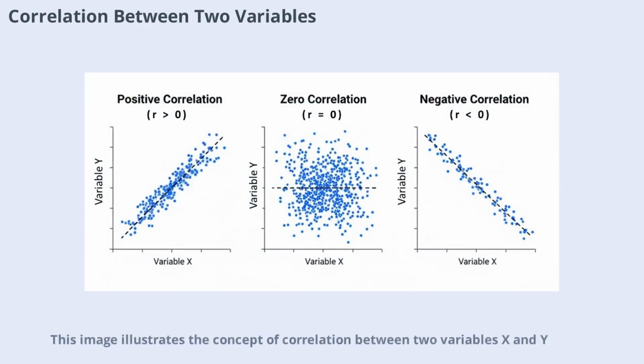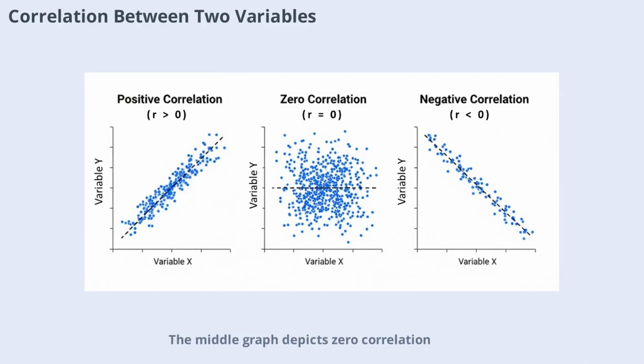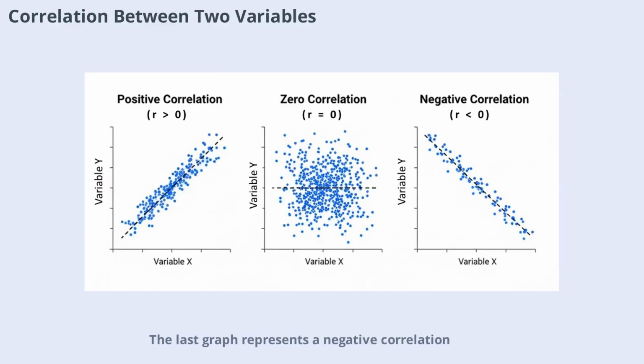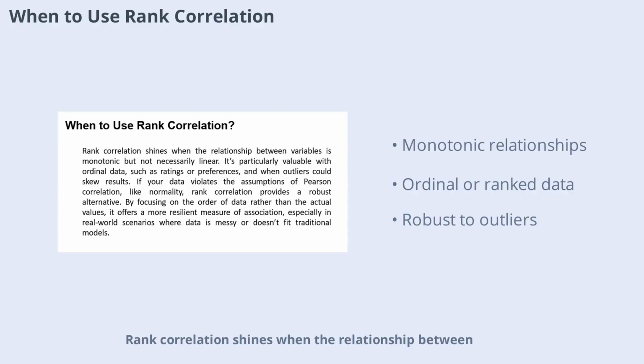This image illustrates the concept of correlation between two variables, x and y. The first graph shows a positive correlation, where an increase in x corresponds to an increase in y, with a correlation coefficient R greater than 0. The middle graph depicts zero correlation, indicating no linear relationship between x and y, R equals 0. The last graph represents a negative correlation, where an increase in x is associated with a decrease in y, R less than 0.